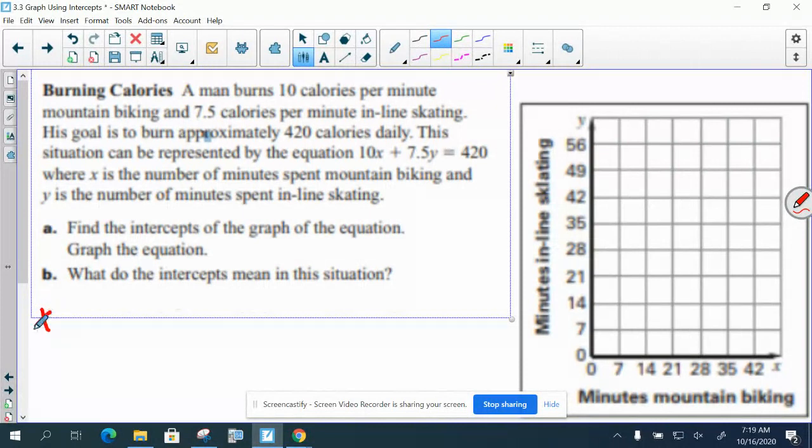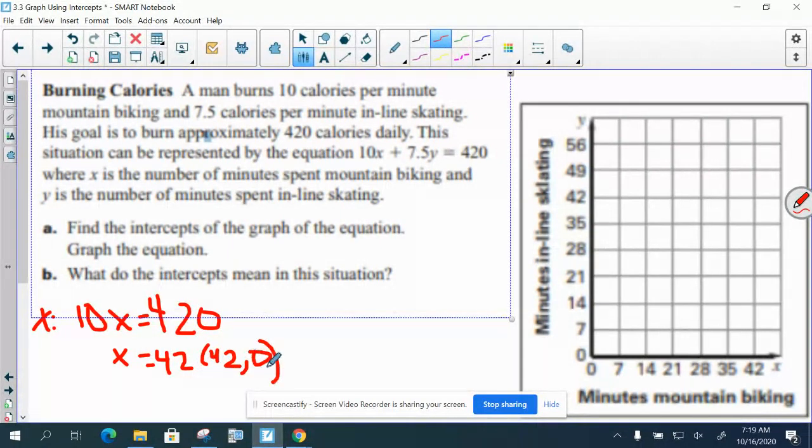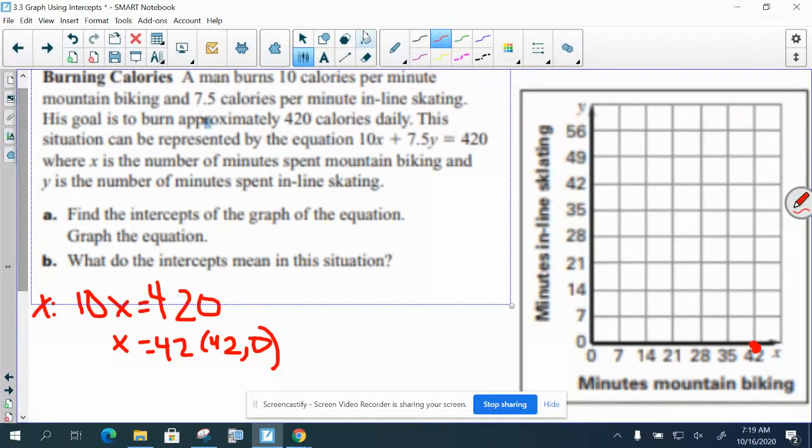So let's find the x-intercept by setting the y equal to 0. So the 7.5y is going to cancel. You get 10x equals 420. Divide by 10, x is 42. And then you'd write it as (42, 0). And we can go ahead and graph that. So (42, 0). The graph here is going up in sevens. So 42 is one of the tick marks.